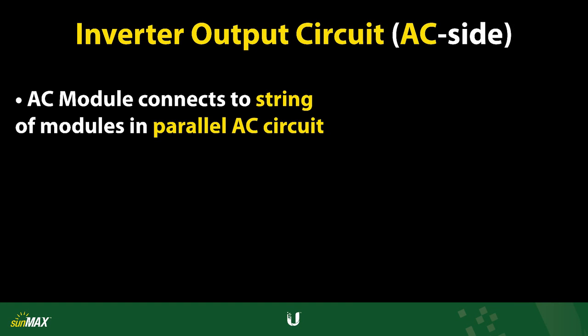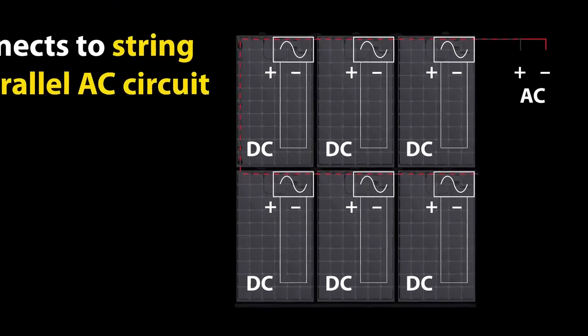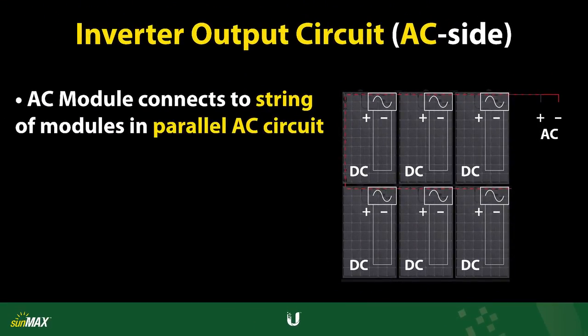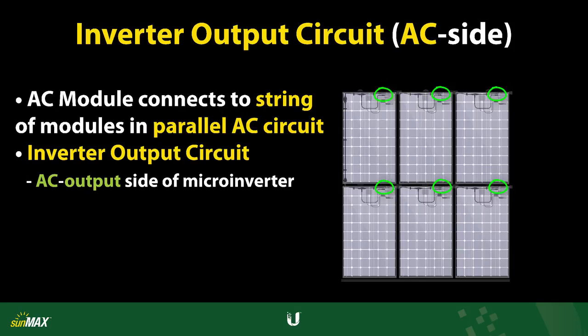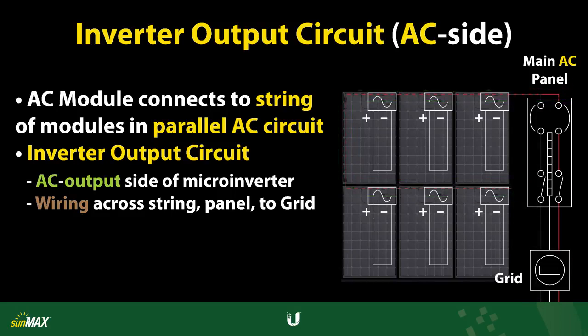In addition to the DC circuit, the AC module also connects to a string of other modules in a parallel AC circuit, leading back to mains AC service equipment. Also called the inverter output circuit, this represents the AC side of the microinverter, which includes the AC circuit conductors through the end run, main panel, and ultimately back to the grid.